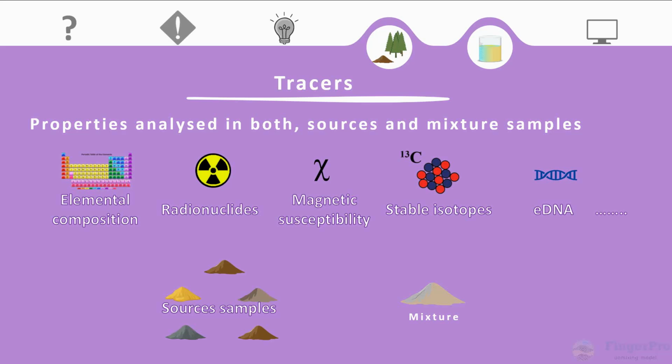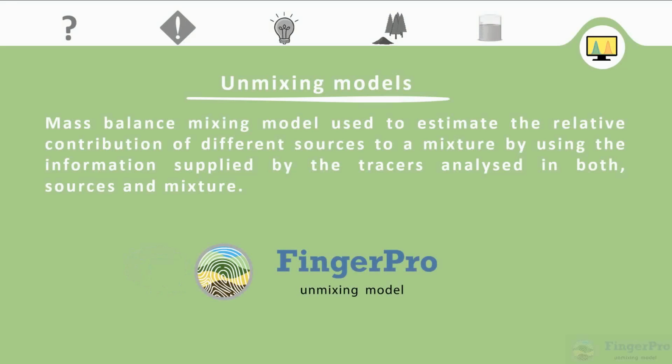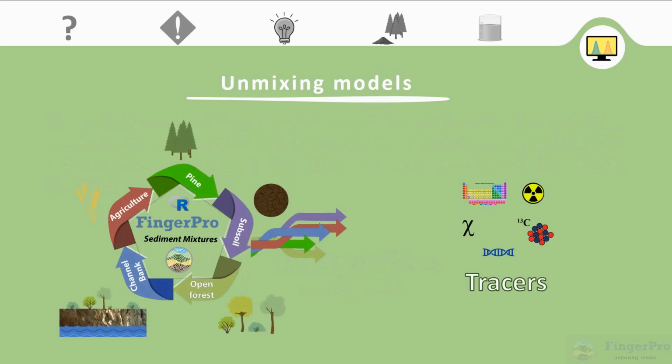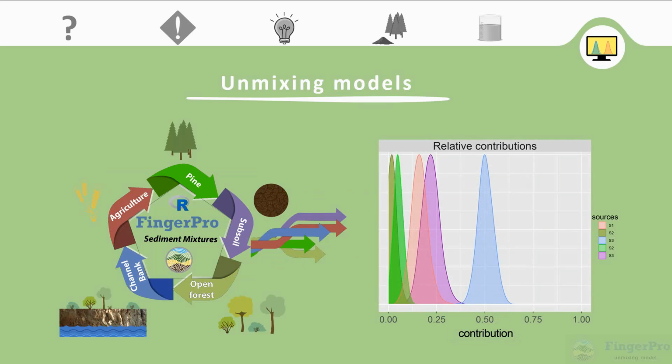Finally, to complete the technique, we need to unmix the information extracted from the tracers to obtain a contribution from each source to the mixture. Nowadays, there are open-source models devised as R packages such as FingerPro that include all the necessary tools for the successful application of the technique. Simplifying the final steps, we introduce the information extracted from our tracer analysis into the model and obtain the relative source contribution to our mixture.